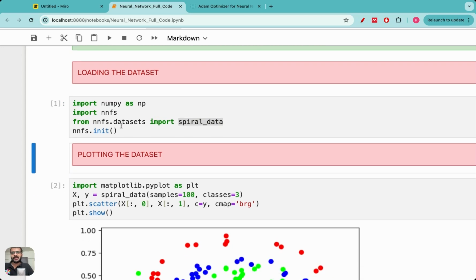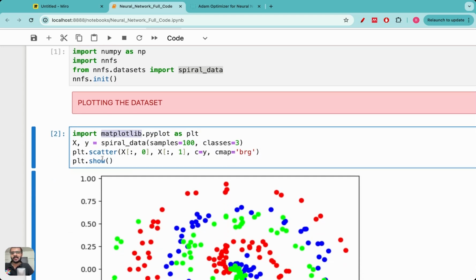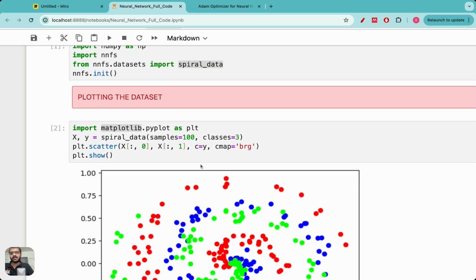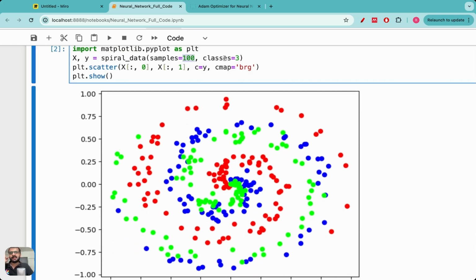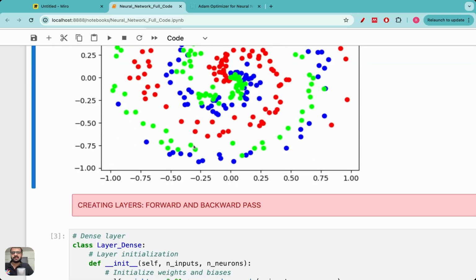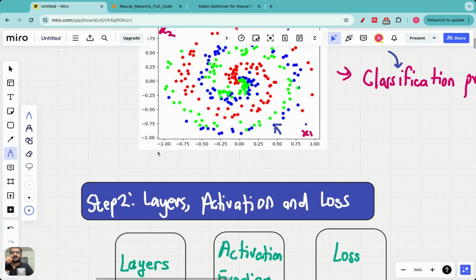So here you can see that the dataset has been loaded and I'm just going to plot the dataset using these set of commands. Matplotlib is one Python library which I'll be using for plotting. So here you can see that I've plotted these points. I've plotted 100 points here, and these are the true classification classes for these points. They belong to either of the three classes, red, green, or blue. So this is the data set which we have right now. That concludes the first step.